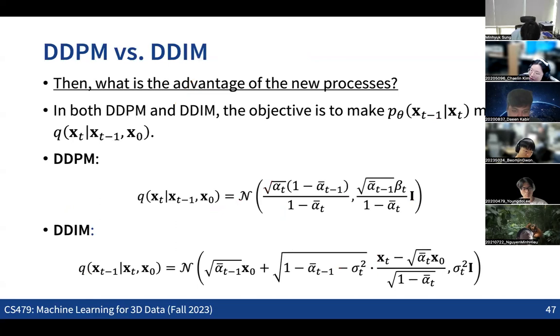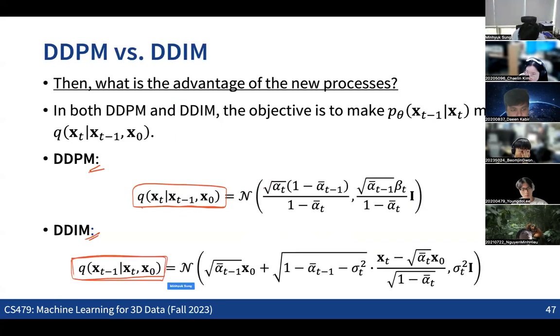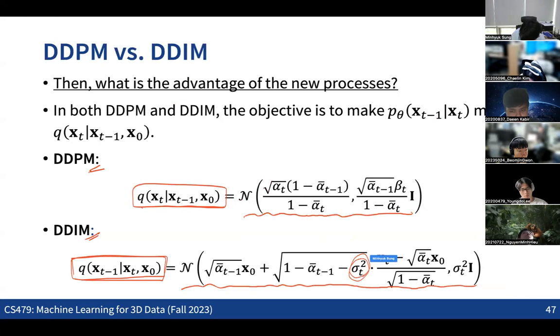And then the question might be: what's the advantage of having the new processes? Why do we need the new forward and reverse processes? We are going to briefly see the differences between the DDPM and the DDIM models. The key thing is the way we define this conditional distribution, right? This was what we derived from the definition of the forward transition, and this was what we directly modeled in the DDIM process with the new parameters here.